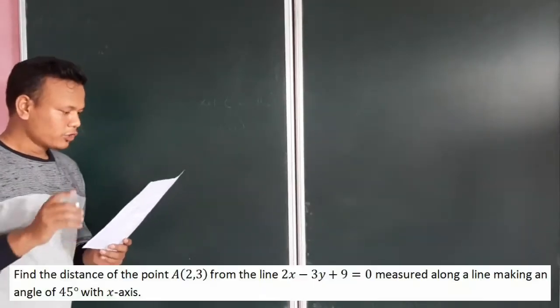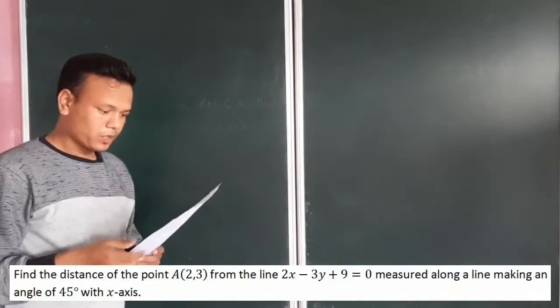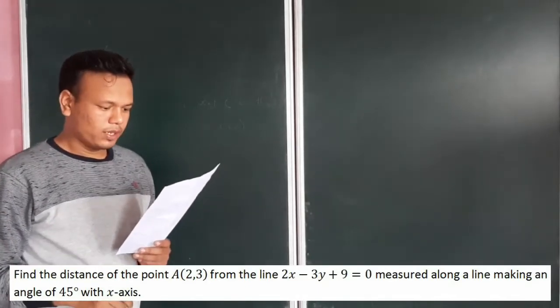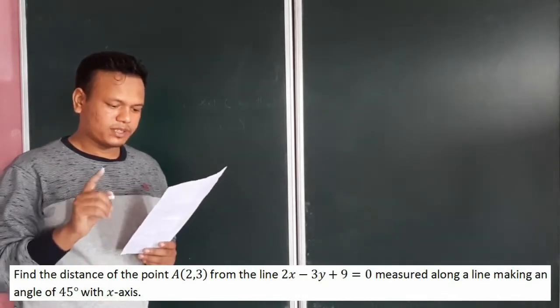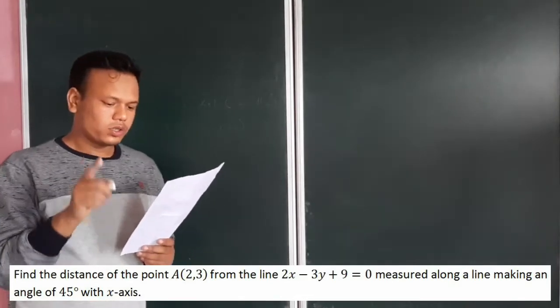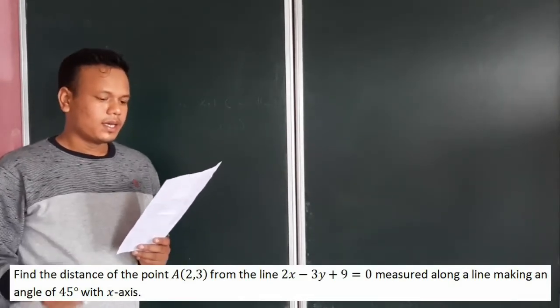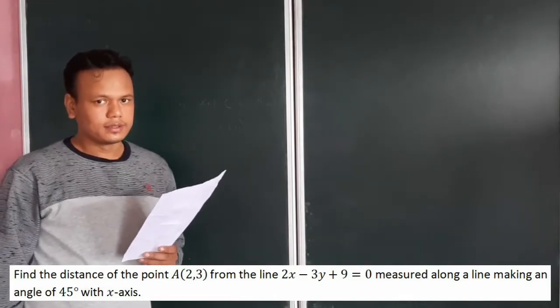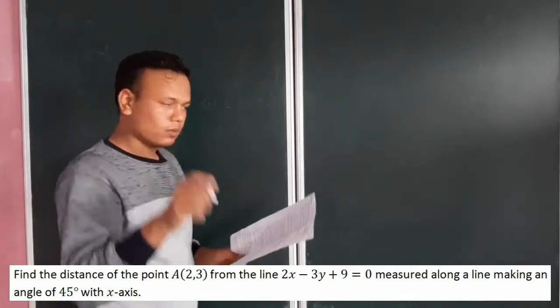Okay, let's take question number 27. So question says, find the distance of the point A, that is (2, 3), from the line 2x minus 3y plus 9 equals to 0 measured along the line making an angle of 45 degree with x-axis. So let's try to understand this question geometrically.